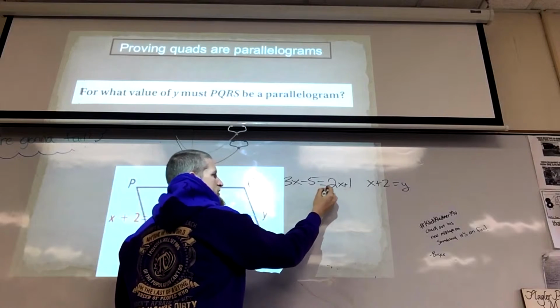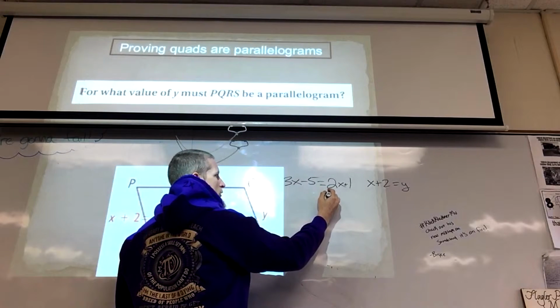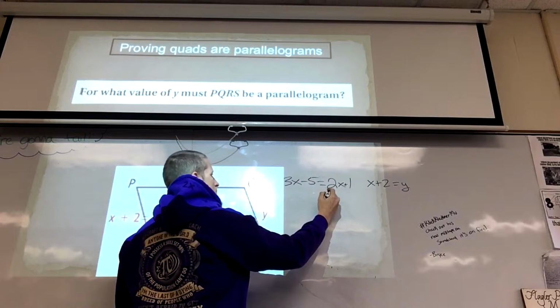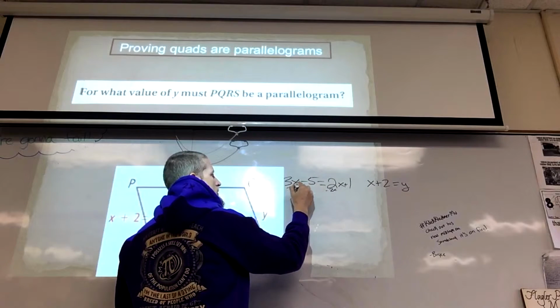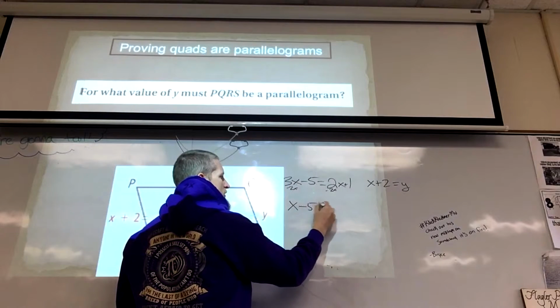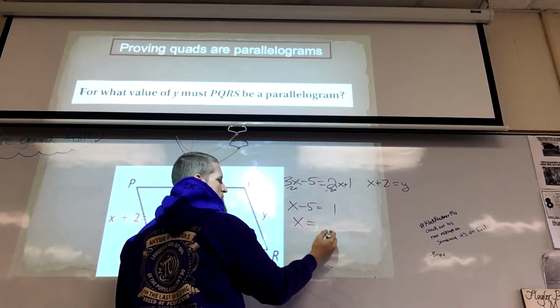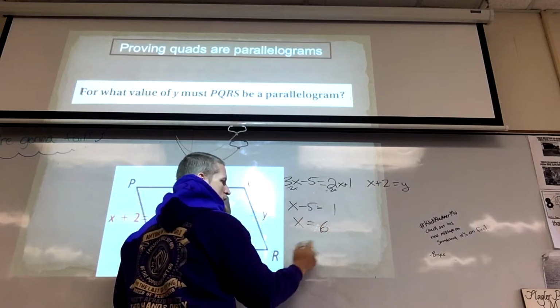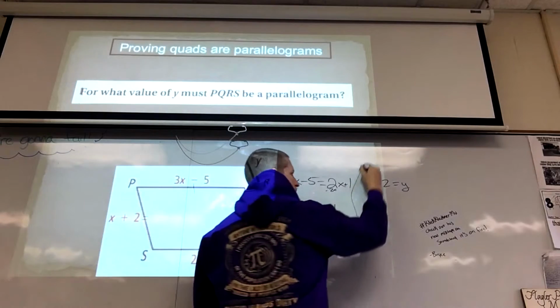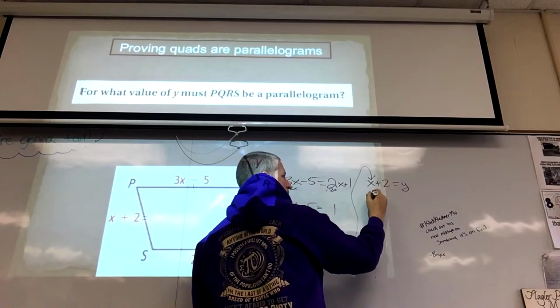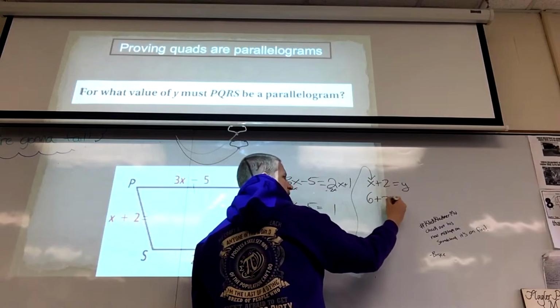So if I solve for x here, what do I do first? Or how do I go about it? Subtract 2x. So that's x minus 5 equals 1. So x is how much? 6. And then once I got that, pop it in there. So now I know what x is. I can plug it in.